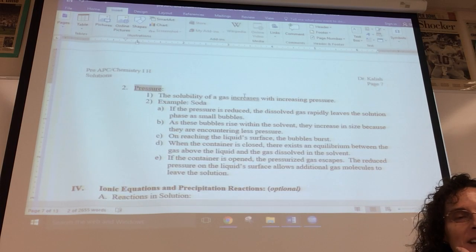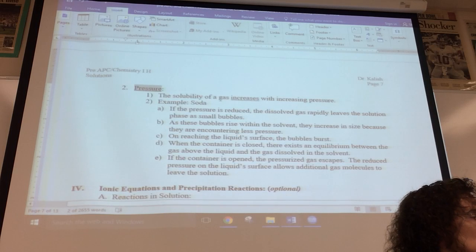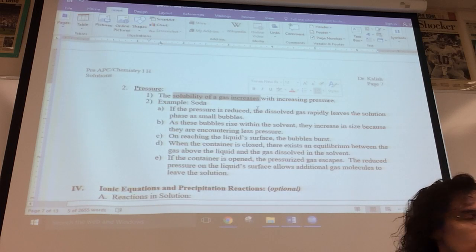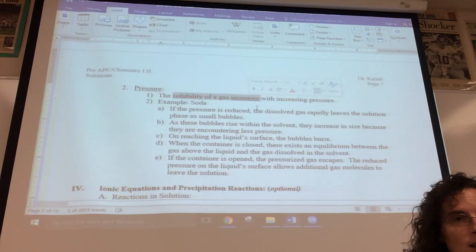The other factor that affects solubility is pressure. So we have temperature as one factor, pressure as a second. Pressure will only affect gas solubility. You will see that gas solubility increases as the pressure increases. Soda is capped or canned under very high pressure. That's to keep the gases in solution.